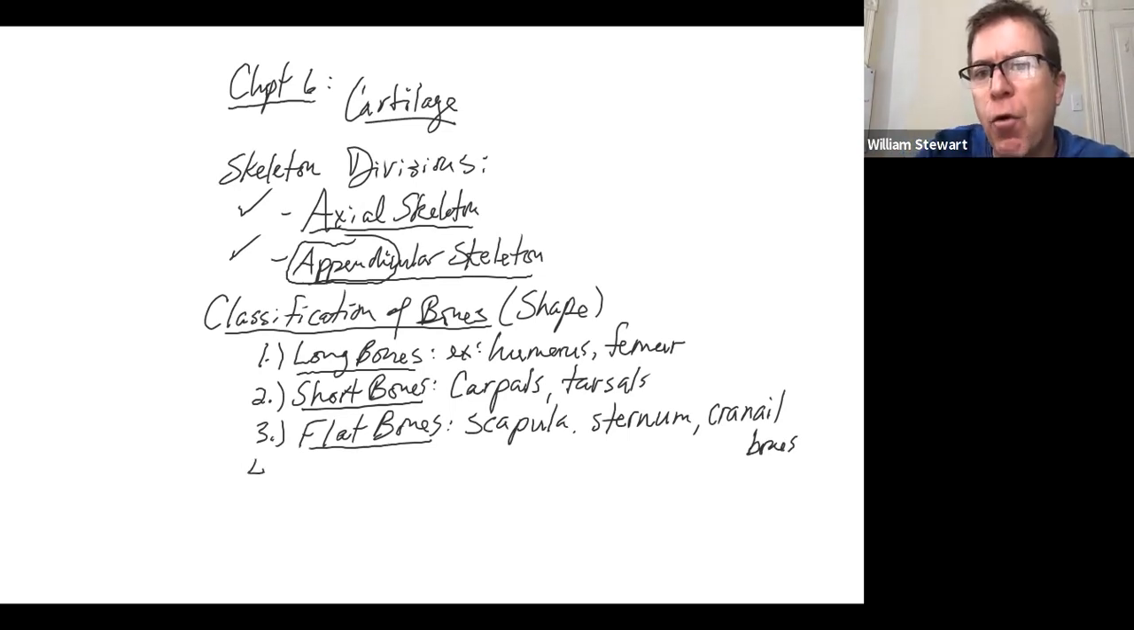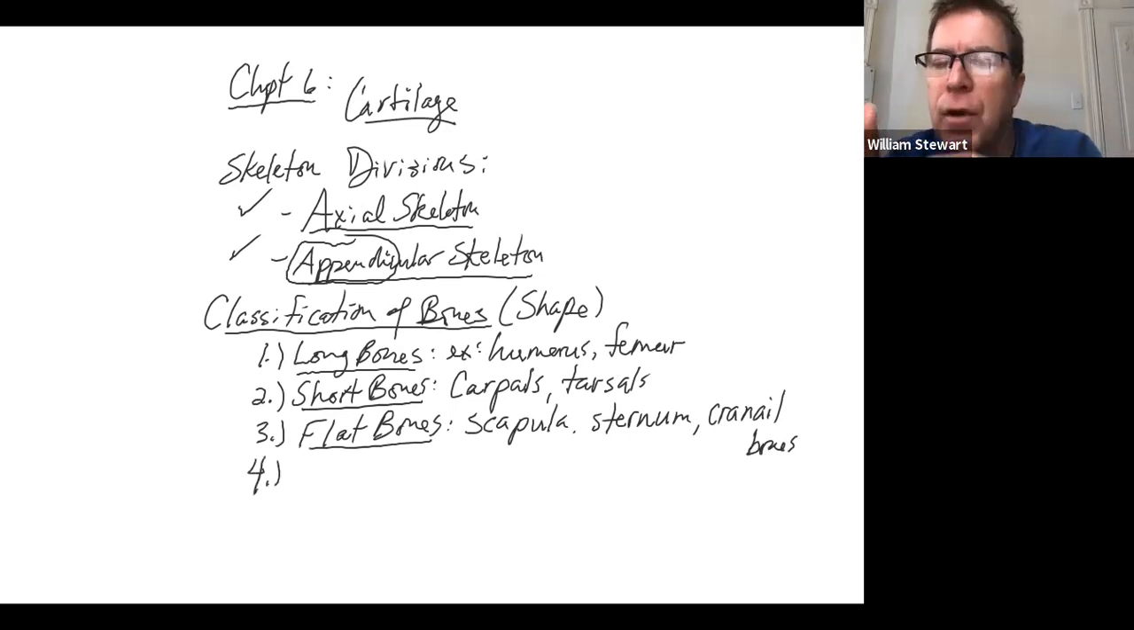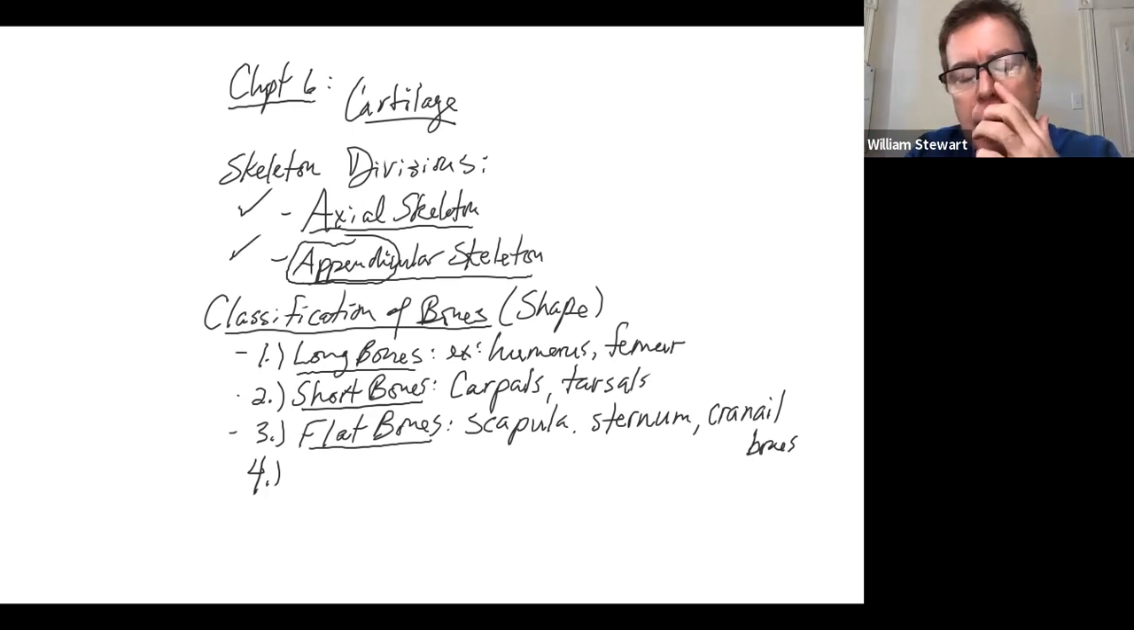And number 4, the reason your book only gives 4 categories and not 6 is because if a bone doesn't fit into category 1, 2, or 3, your book just classifies it as an irregular bone.